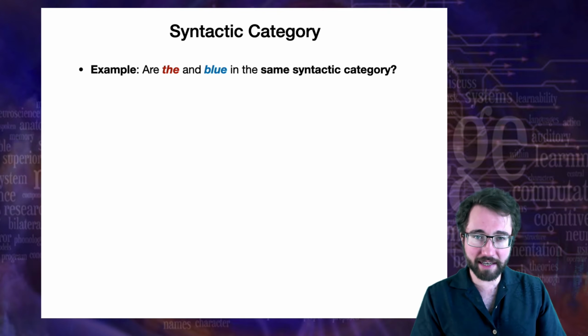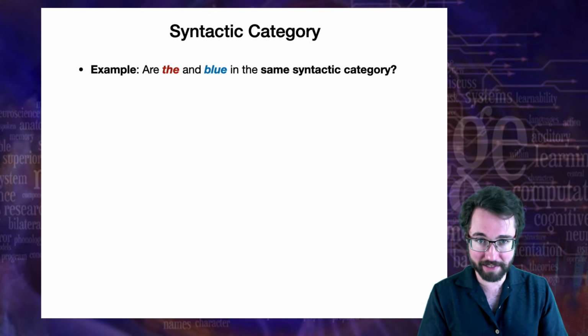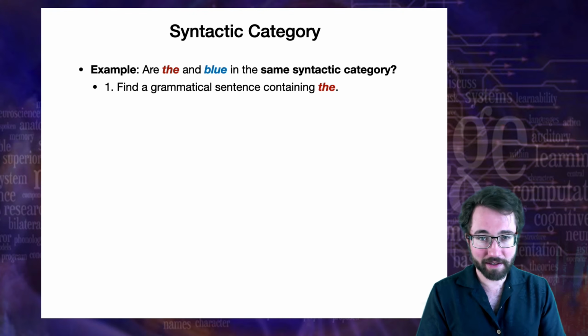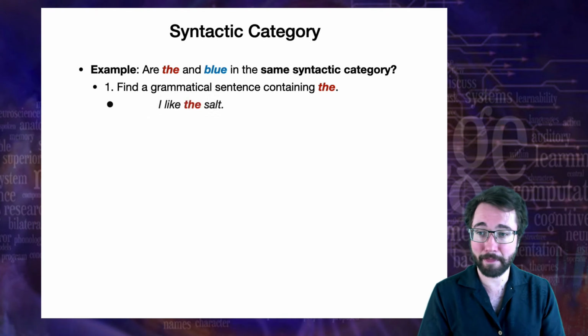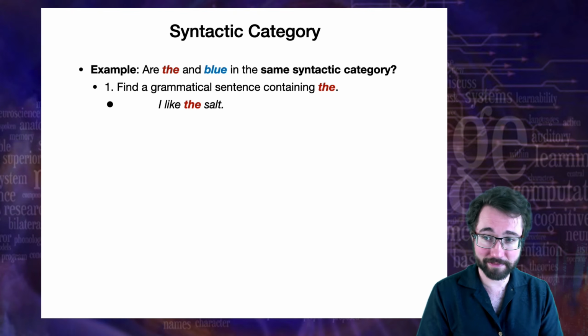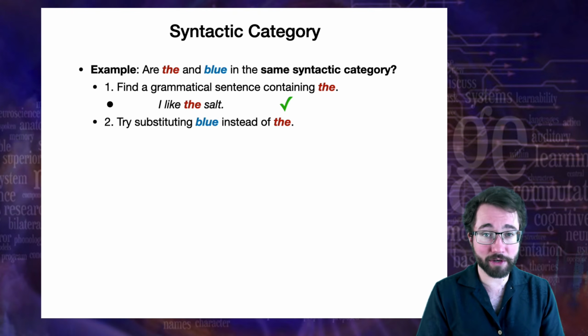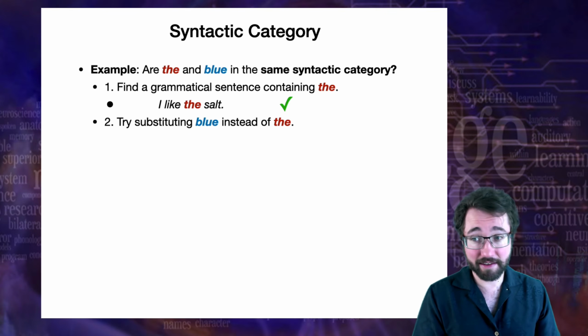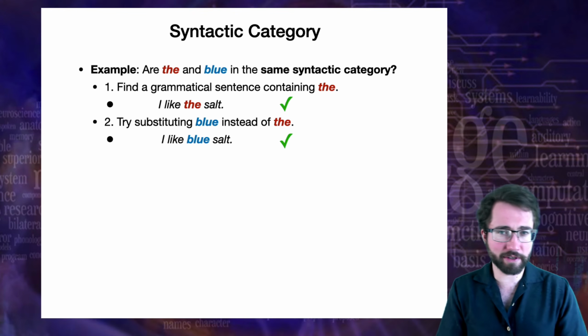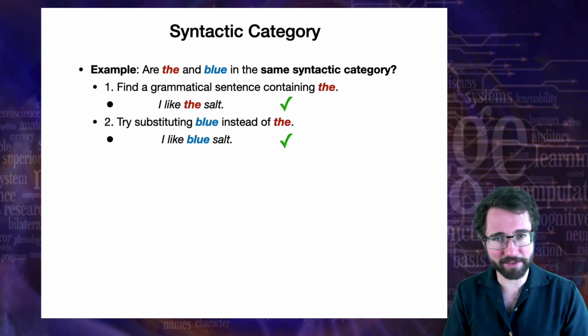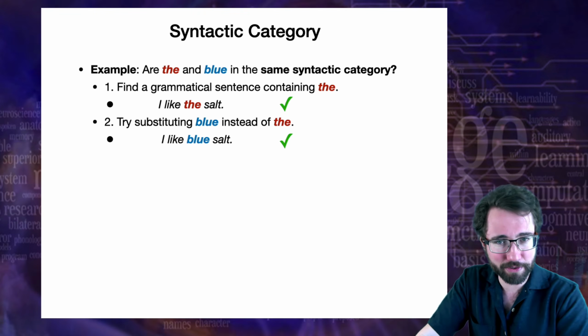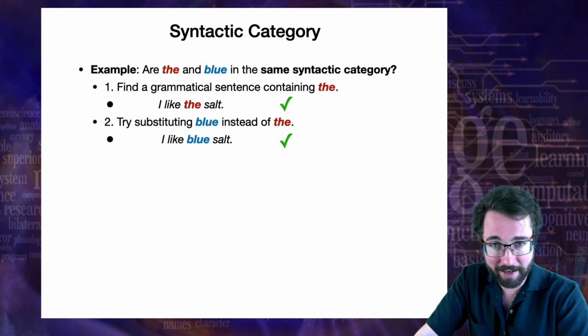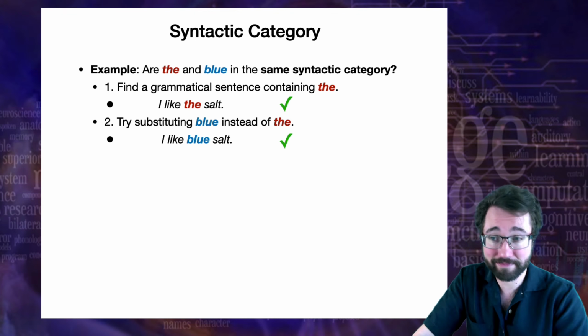Now, how about the word thee and the word blue? Are the word thee and the word blue in the same syntactic category? We'll do our test. So we find a grammatical sentence that contains thee, like "I like the salt." Now we try substituting blue instead of thee, and we get "I like blue salt." Still grammatical, right? So, blue salt, what is that? I guess maybe that's some kind of artisanal, fancy salt that's blue. Doesn't matter that the meaning is a little odd. All that matters is that it's a grammatical sentence. "I like the blue salt," or "I like blue salt."